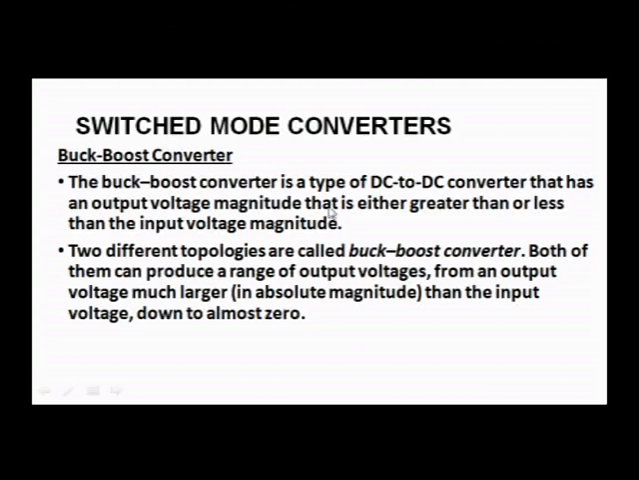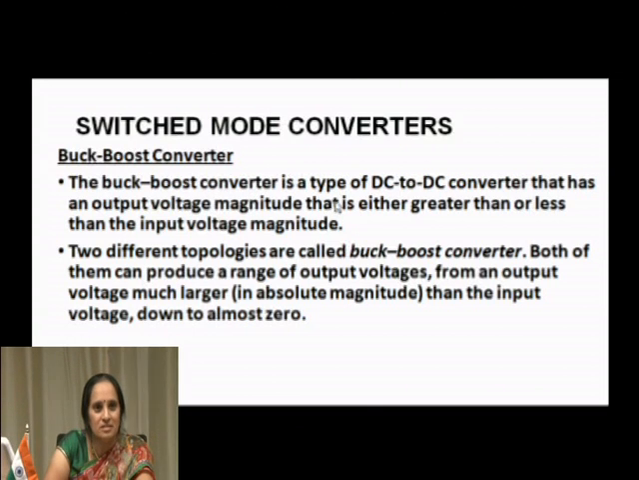So, the next type of converter is a combination of both. So, you could make out buck boost converter. I need to have a range of voltages, I need to have lower and I need to have higher DC voltages. So, that is where this buck boost converter comes into existence. The buck boost converter is a type of DC to DC converter that has an output voltage magnitude which is either greater than or less than the input voltage magnitude. So, greater than means it is boost, less than means it is buck.